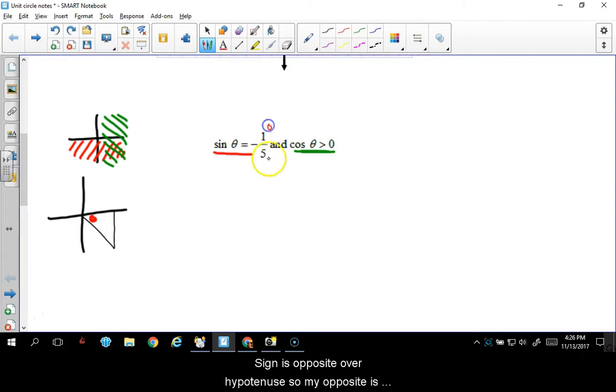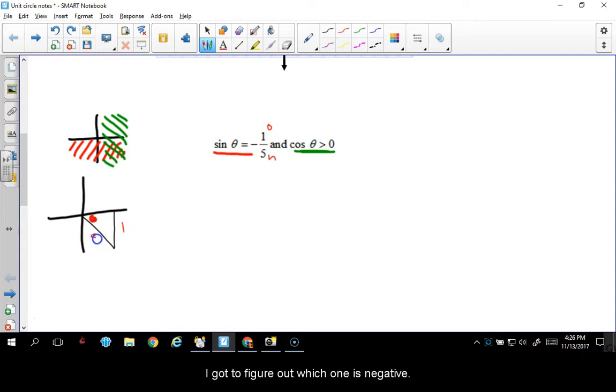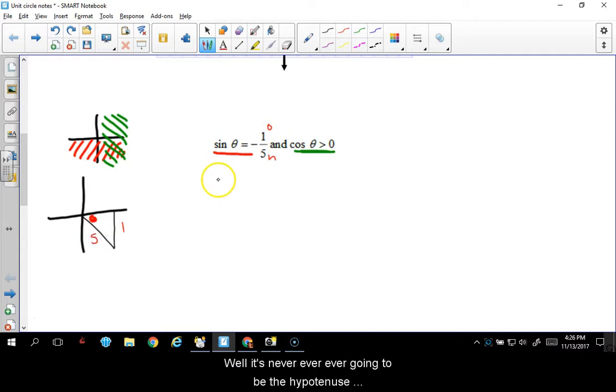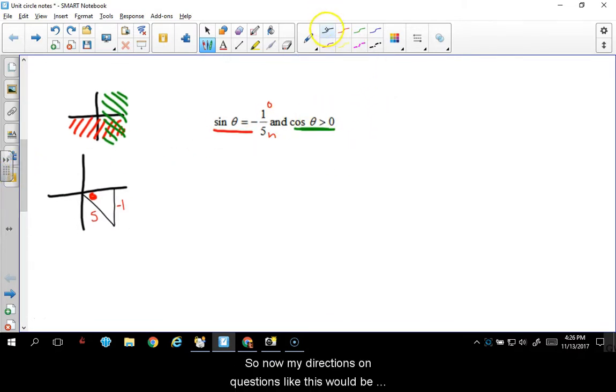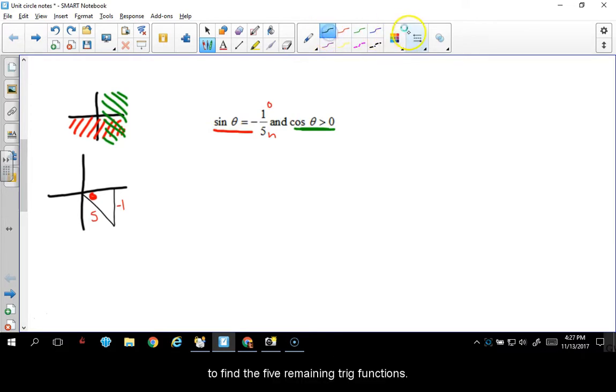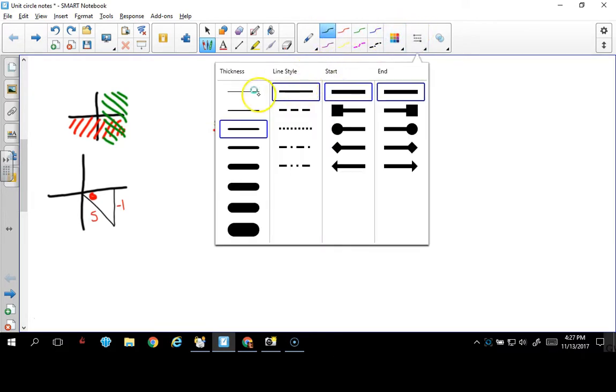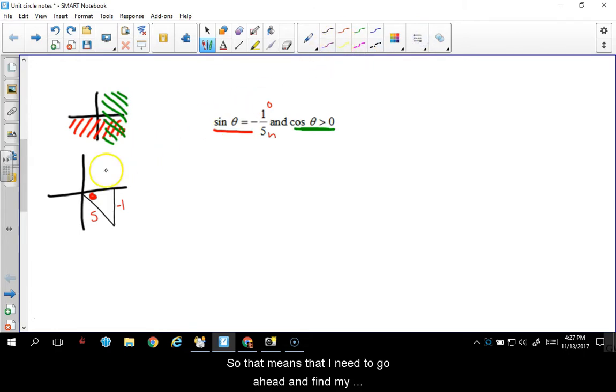Sine is opposite over hypotenuse. So my opposite is 1, my hypotenuse is 5. I've got to figure out which one is negative. Well, it's never, ever, ever going to be the hypotenuse. It's always going to be a side length. So right here, the -1 would be there, okay? So now my directions on questions like this would be to find the 5 remaining trig functions. So that means that I need to go ahead and find my missing side length right here.